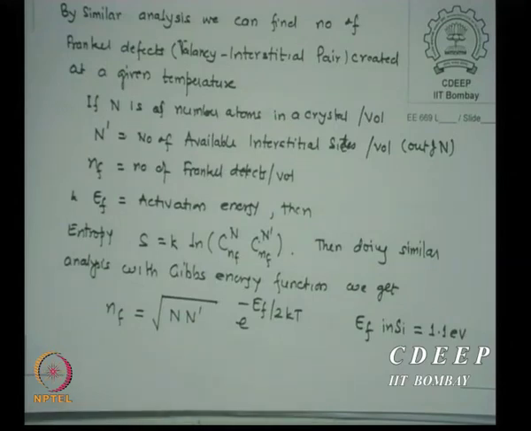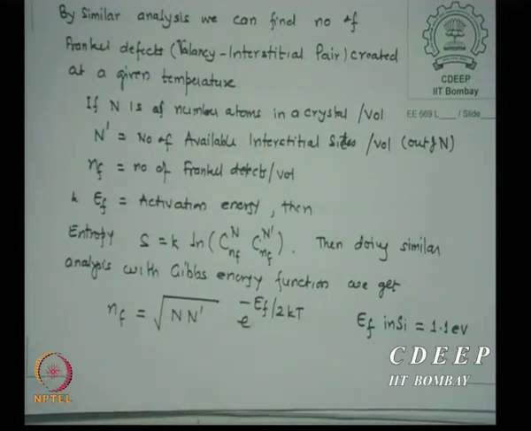By the same argument, we can write S, and by similar delta G, by the same method, we can calculate that the available Frenkel pairs will be square root of N times N dash, e to the power minus Ef by 2kT, where Ef in silicon is 1.1 electron volt. Please remember, this energy is smaller, yet Frenkel pair creations are not large, simply because an interstitial and a vacancy can pair very easily and move together. One jumps there, then the vacancy is created on the back side. It's like electron hole transport. So this, of course, is not so important.